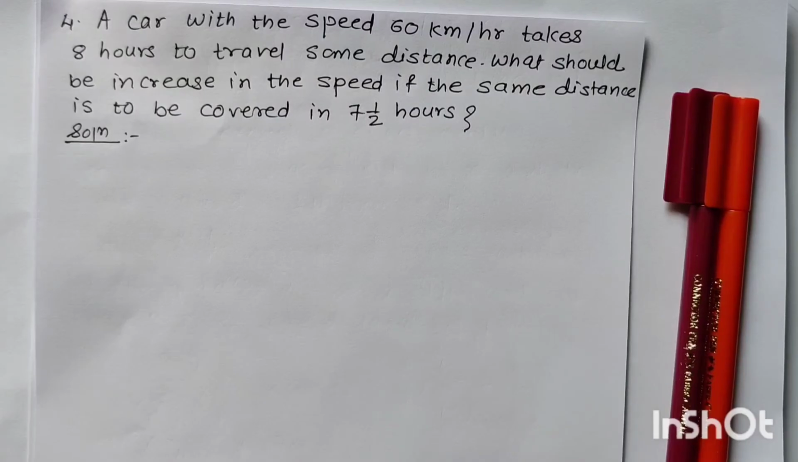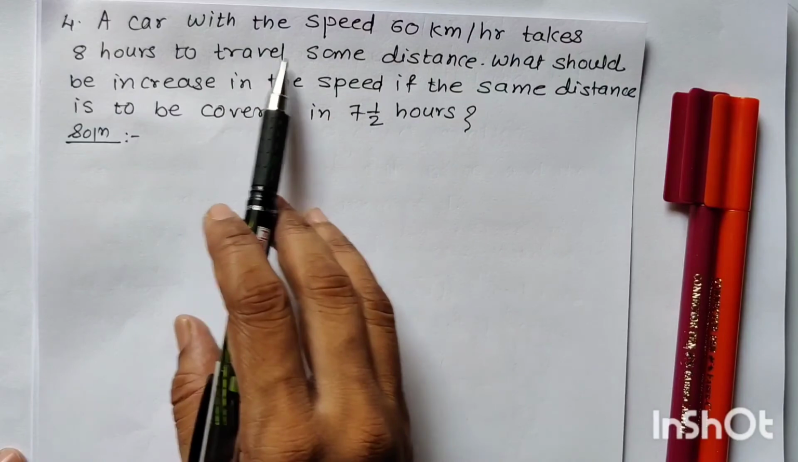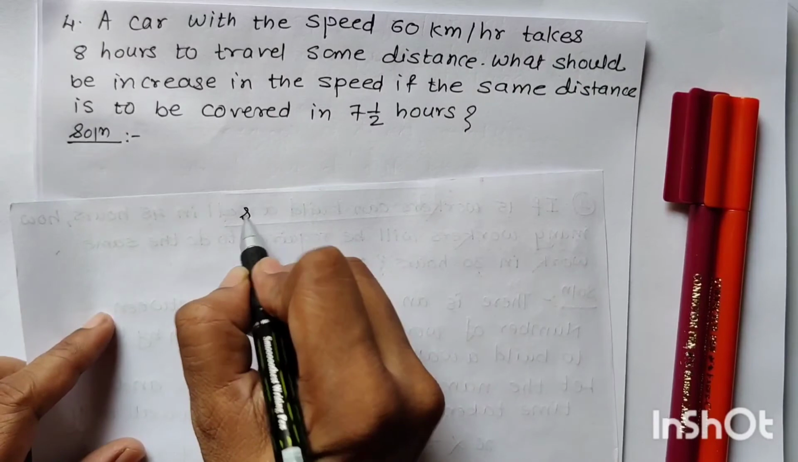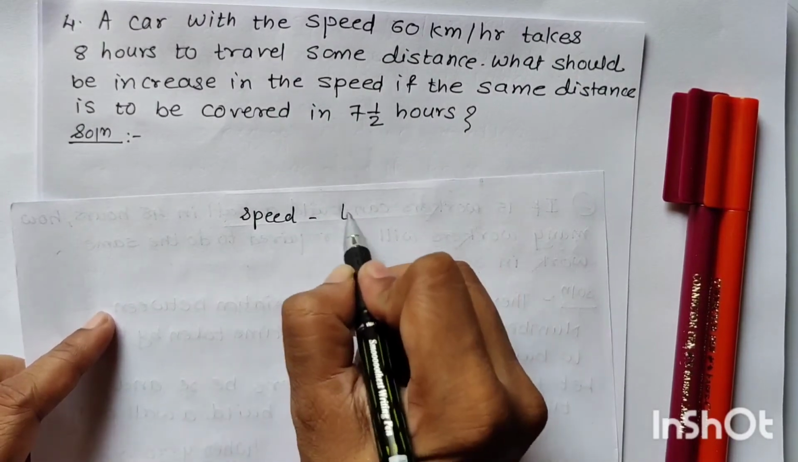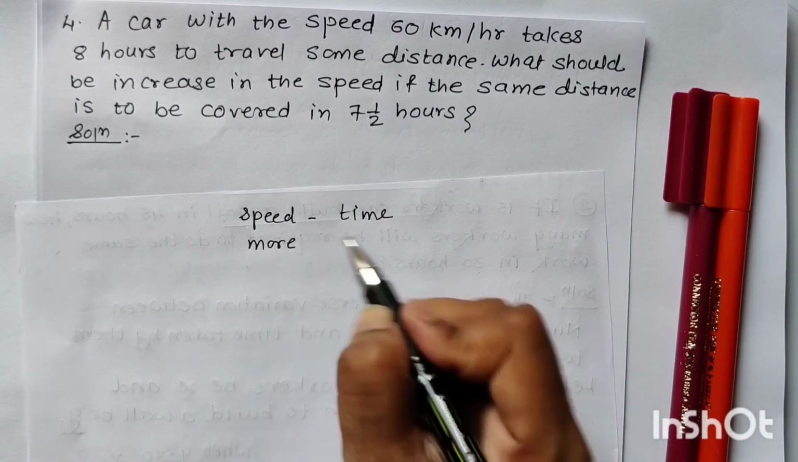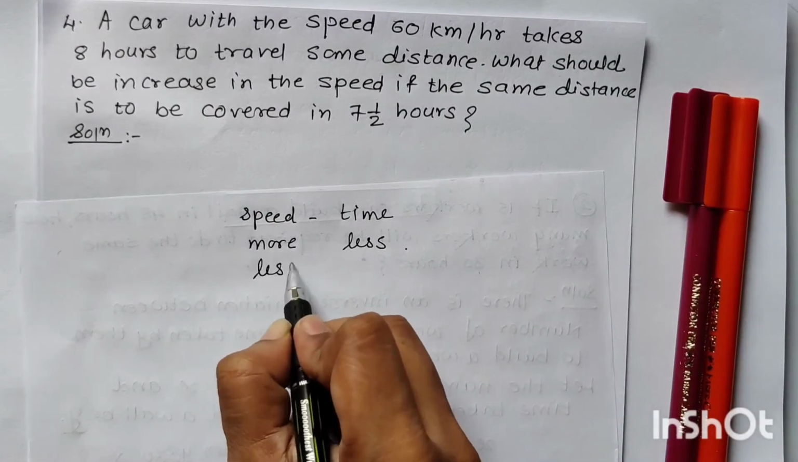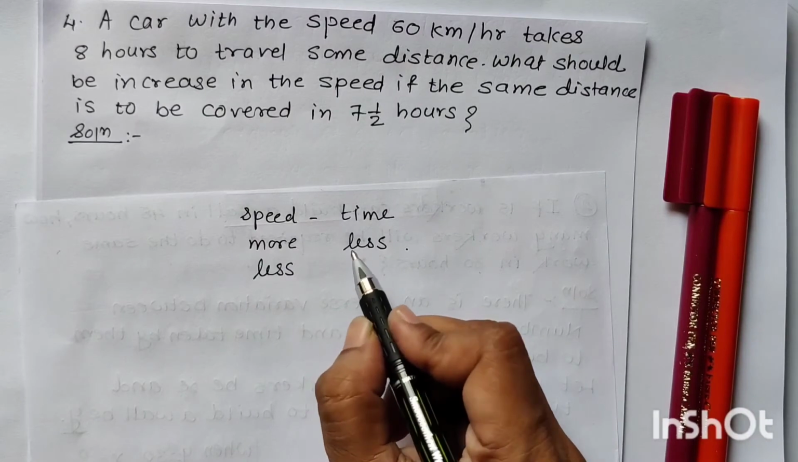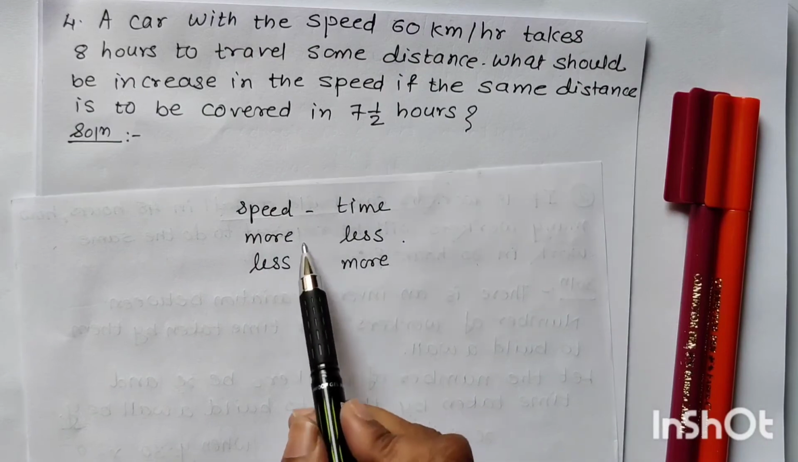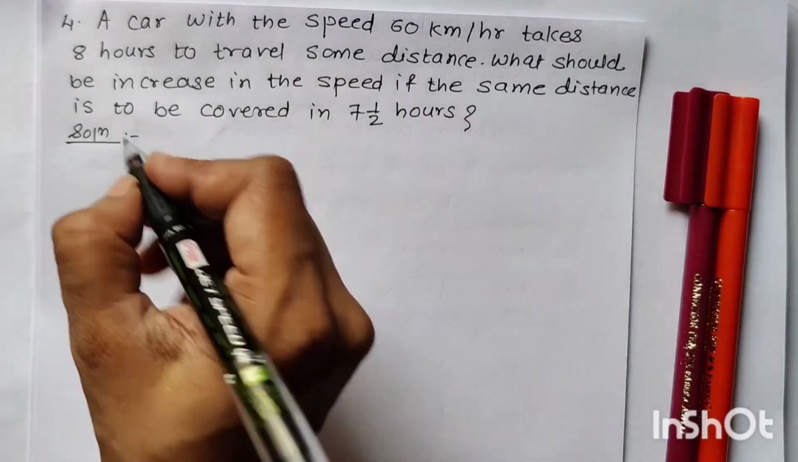Last question. A car with the speed of 60 km per hour takes 8 hours to travel some distance. So, what is given to us? Speed of the car and time taken to cover the distance. So, if the speed is more, time will be less, correct now? And if the speed of the car is less, more time will be required to cover the distance. So, there is opposite. Opposite means what? There is an inverse variation. So, this is an example of inverse variation.